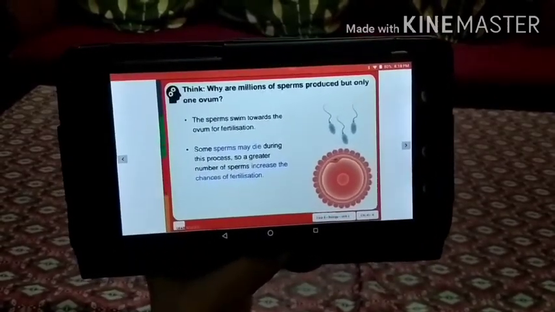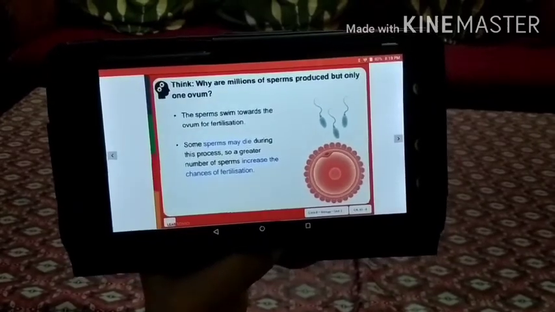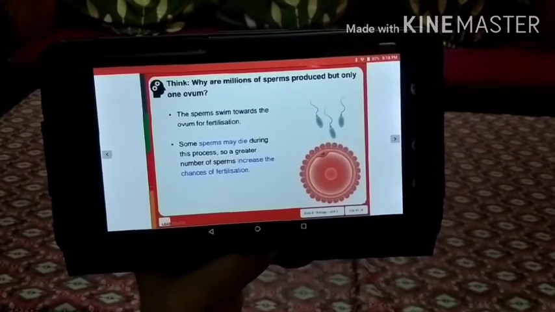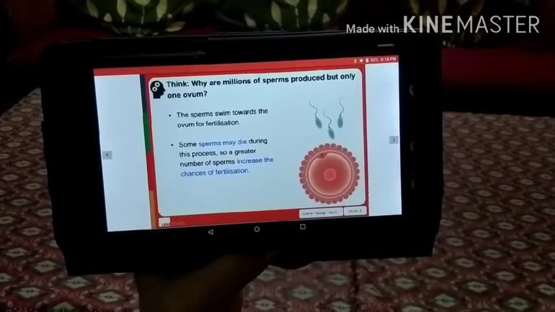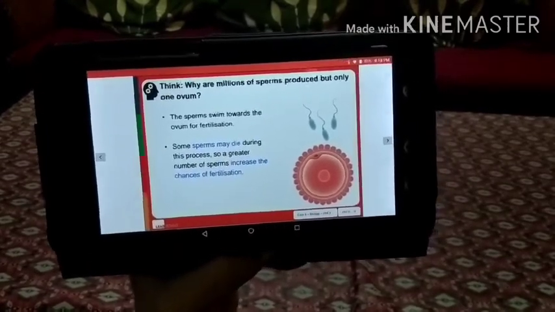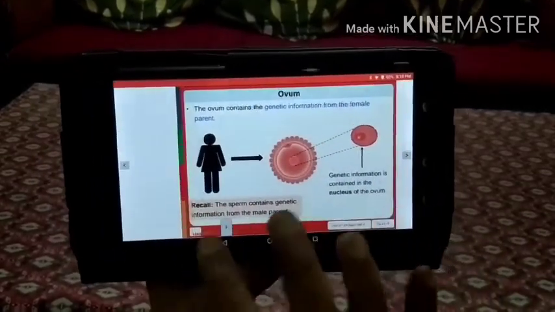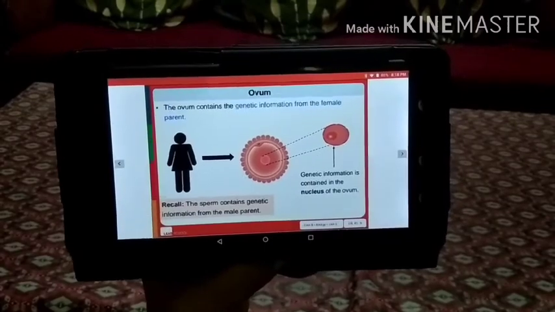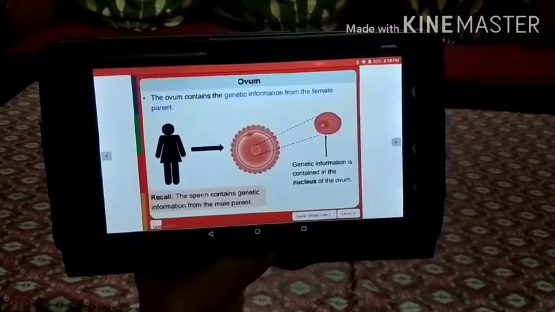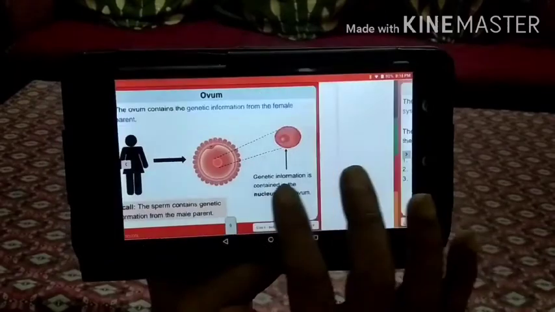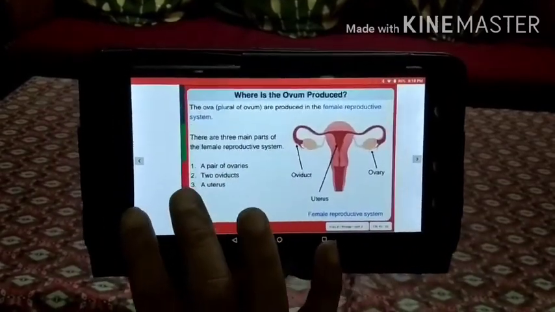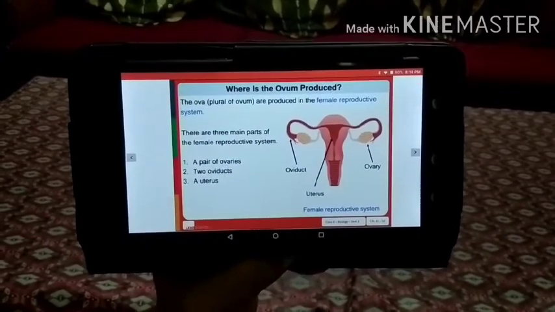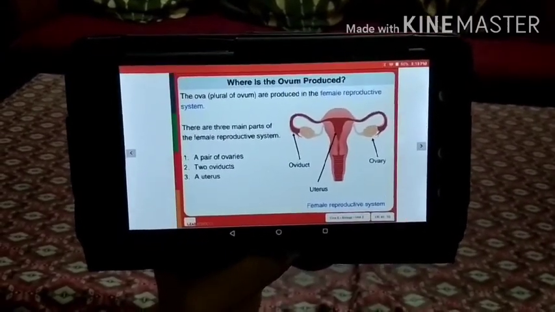The sperms swim towards the ovum for fertilization. Some sperms may die during the process, so a greater number of sperms increases the chances of fertilization. The ovum contains the genetic information from the female parent. The ova, which is the plural of ovum, are produced in the female reproductive system.